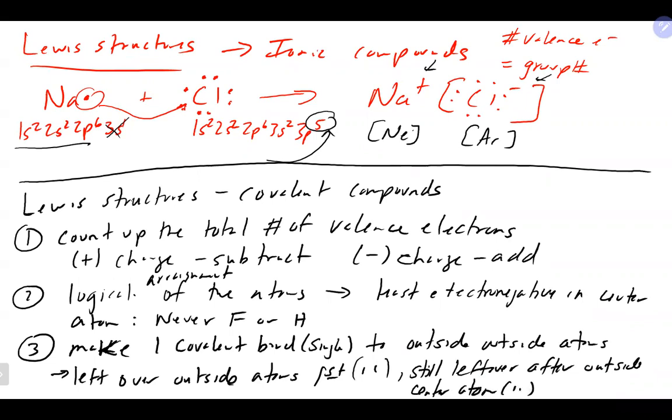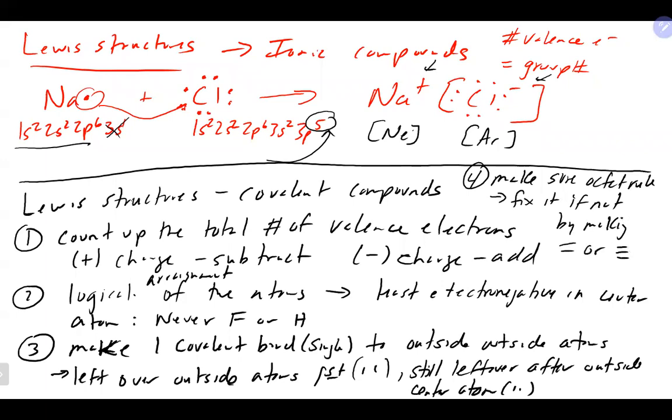At that point, once you put the dots on the central atom, you really should be out of electrons. The last thing you want to do is make sure the octet rule is met. Remember, the octet rule is the major rule of bonding. Everybody will continue to make bonds until they have 8 valence electrons around them. Once you make sure the octet rule is met, you're done. If not, then you want to try to fix it by making double bonds or triple bonds if necessary.